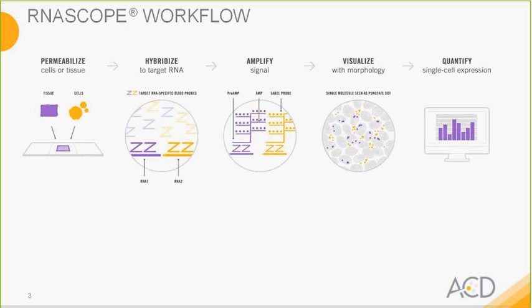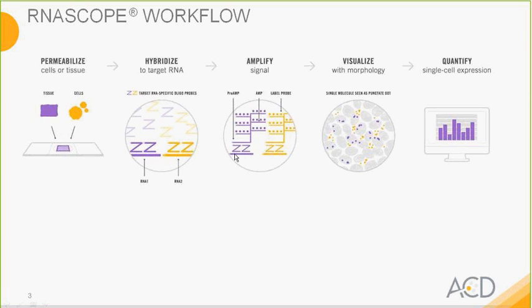This includes permeabilization through pretreatment to access intact cells or tissues. This is followed by hybridization to target RNA through target-specific double-Z pair probes. This can be analyzed as one RNA, two RNAs, and in the case of a multiplex assay in the fluorescent system, we have up to 3 RNAs.